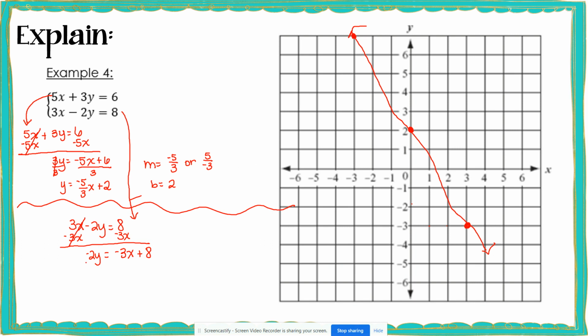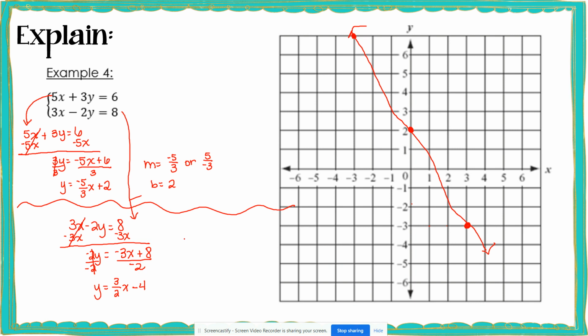Then to get y by itself, we divide by negative 2 on both sides. These cancel, and we have y equals. A negative 3 divided by a negative 2 gives us a positive, but it's a decimal, so we want to leave it as a fraction. But you do know that a negative divided by a negative is a positive. So this is positive 3 over 2 x. Positive 8 divided by negative 2 is negative 4, so we also have minus 4.